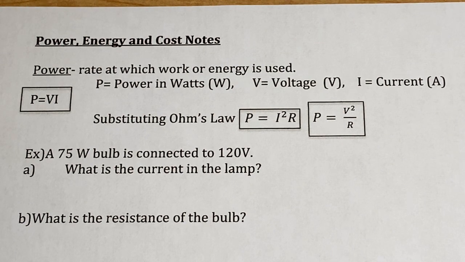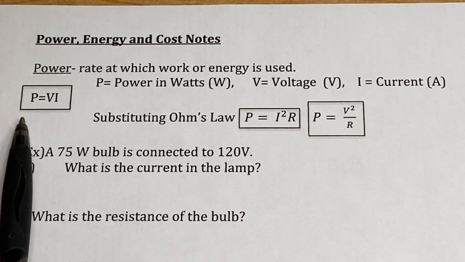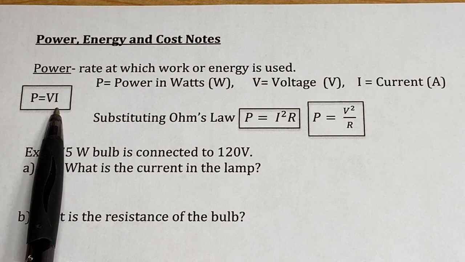Power, the rate at which work or energy is used. My calculus people, that is dW/dt. Now, electrical power is not any different than regular power, like going upstairs or lifting things. It's the same, but in electricity it's a little different calculation. So the most commonly used one, although not always, is power is voltage times current.